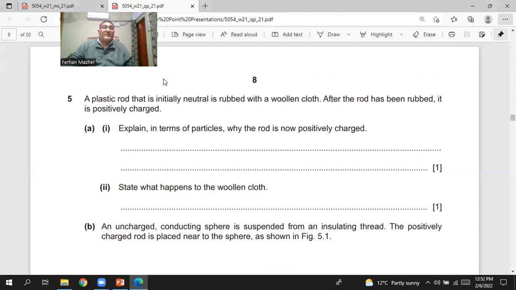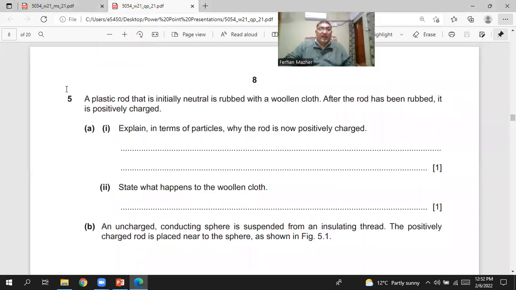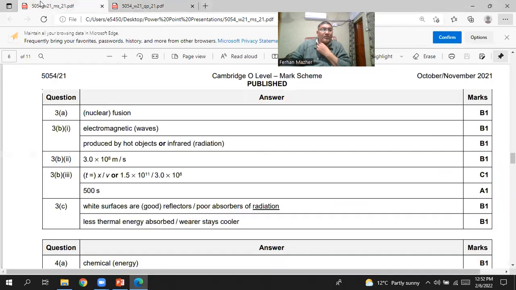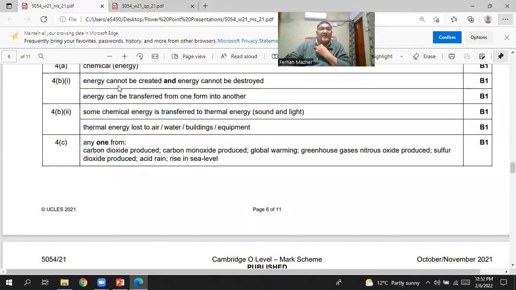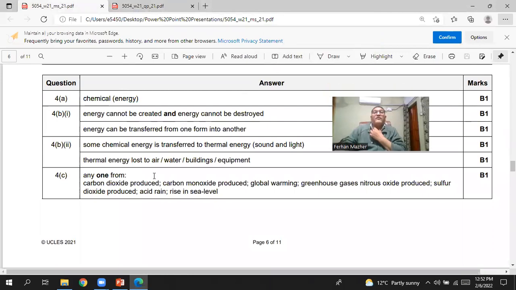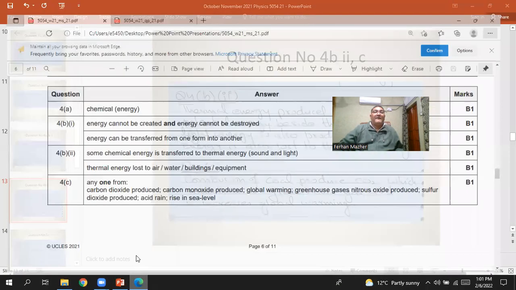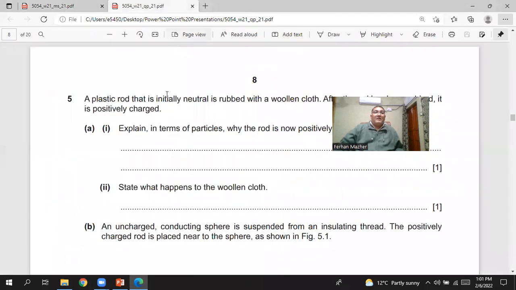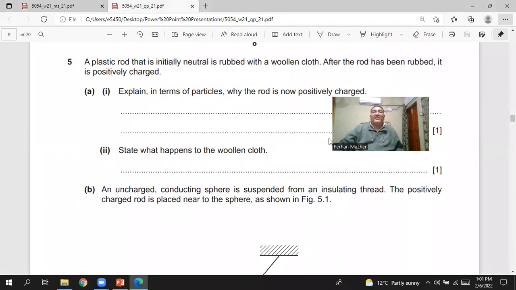So we are done with question number 4. Let's have a look at the marking scheme of question number 4. The marking scheme of question number 4 is showing up on your screen. You can pause the video and take your time and read this marking scheme very carefully. Okay, so let's move to the next question.